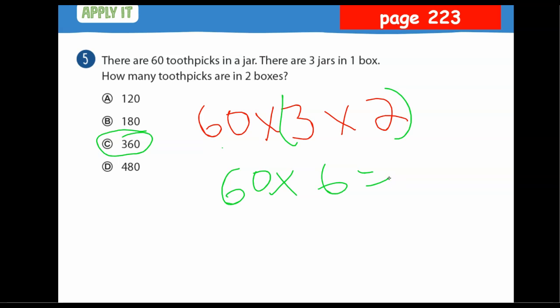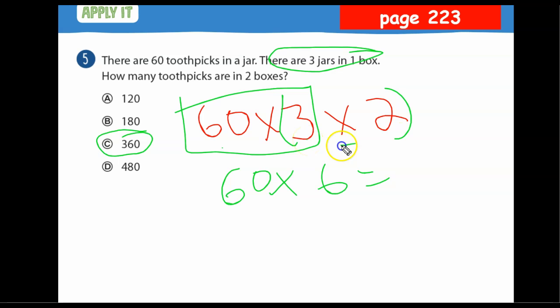There's what? Yes, 3 jars in 1 box. That's this part right here. But they want to know how many toothpicks are in 2 boxes, so I have to multiply 3 times 60 times 3 times 2. This is where I get the 2 boxes from. All right?